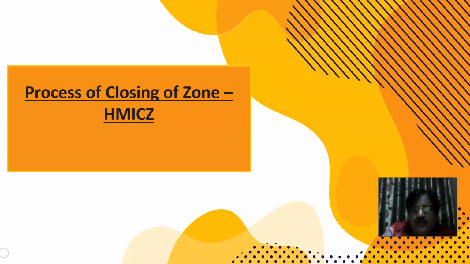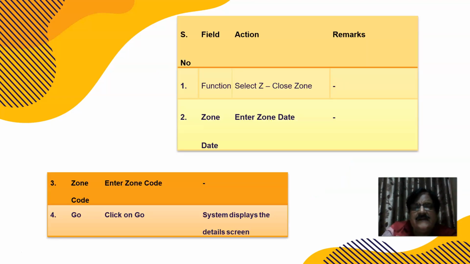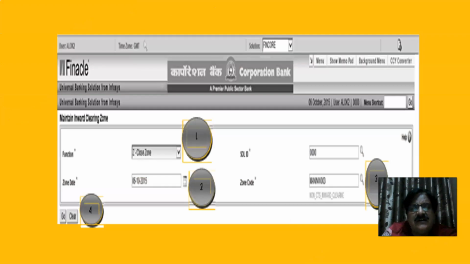Now again invoke the same menu option, right? Invoke menu option HMICZ by entering the same in the menu shortcut and clicking on go. The system will display the maintain inward clearing zone criteria screen, right? Here the zone date and zone code have to be entered, and click on go. This screen again appears here. This is the first time when you enter it. You have to choose Z, that is close the zone.